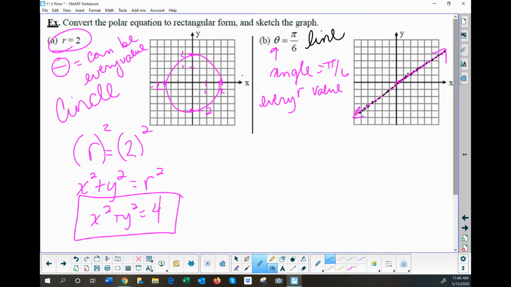Now let's try and get the rectangular setup for it. I know that tangent of theta is y over x, opposite over adjacent. That would at least introduce x and y. So you know what we're going to do? We're going to tan both sides.